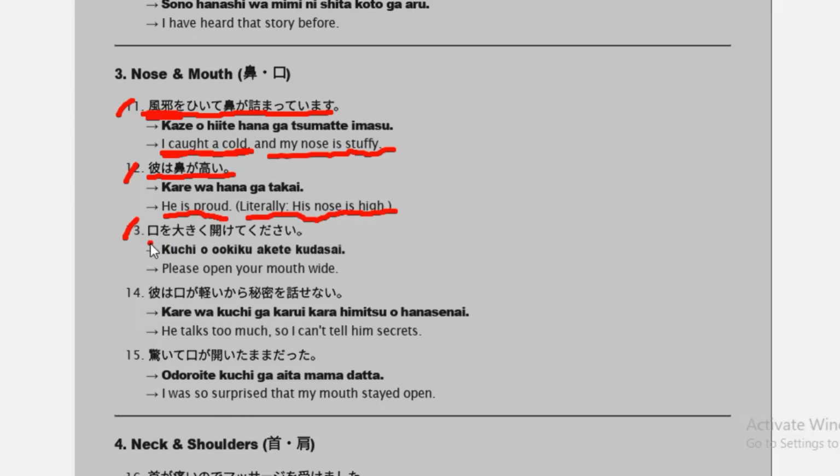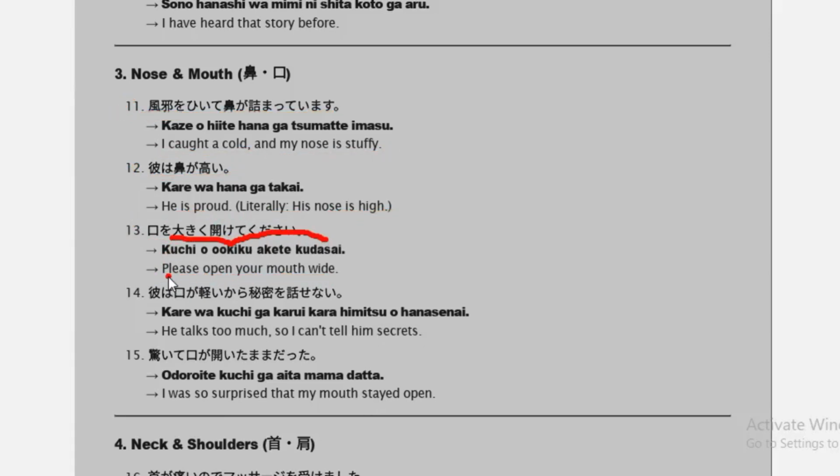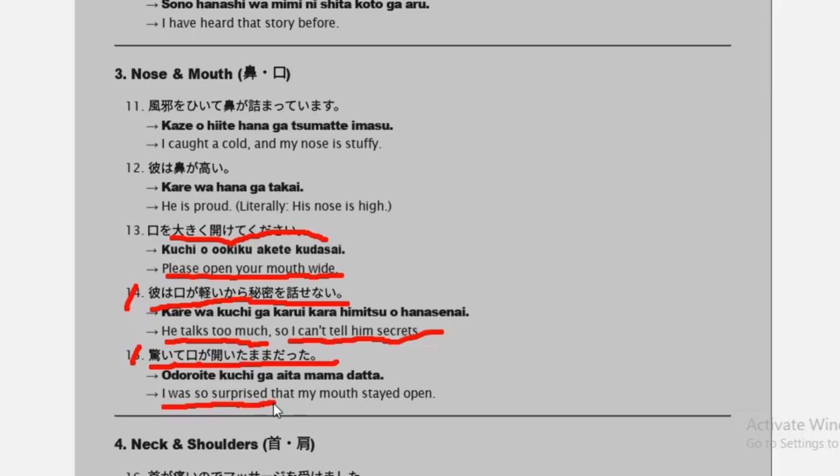And the next example is kuchi o okiku akete kudasai, means please open your mouth wide. When we go to the doctor, he says kuchi o okiku akete kudasai, means please open your mouth wide. Next example is kare wa kuchi ga karui kara himitsu o hanasenai, means he talks too much so I can't tell him secrets. The next example is odoroite kuchi ga aita mama datta, means I was so surprised that my mouth stayed open.